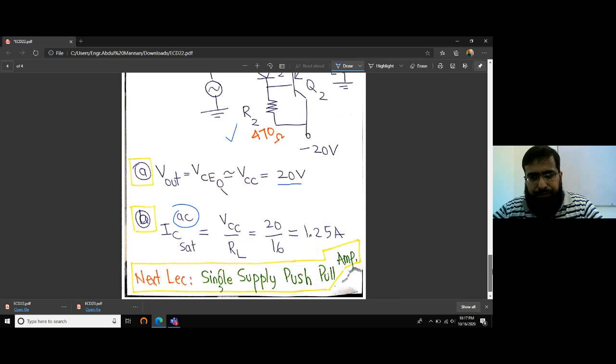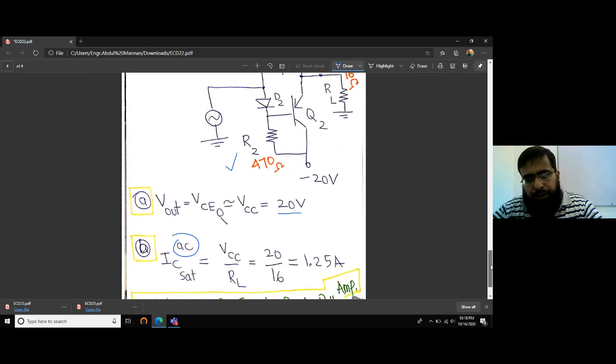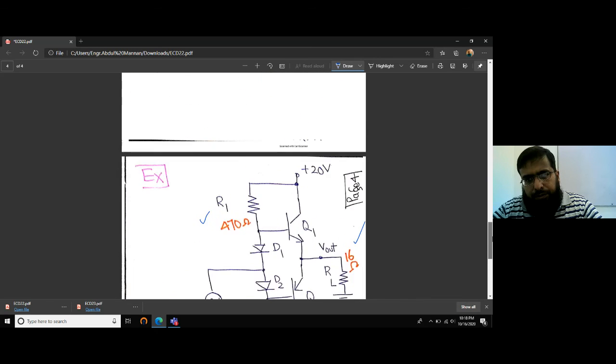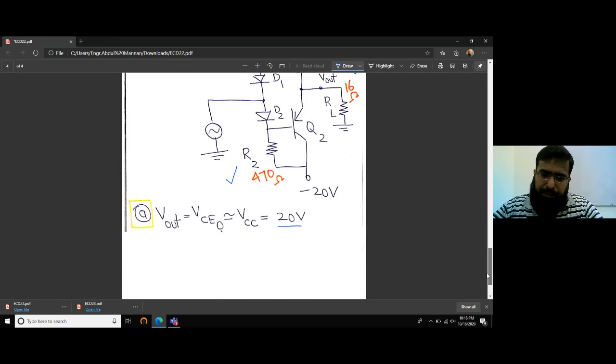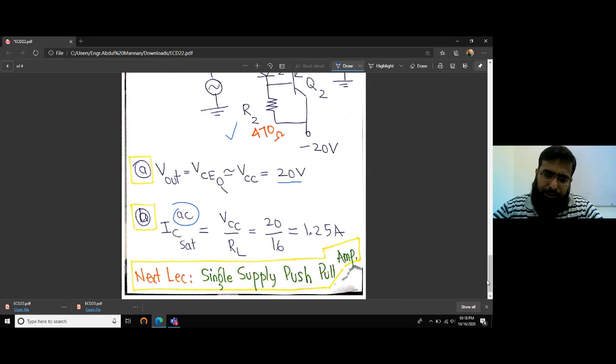There is no VCE. VCE is approximately equal to 0. So when we have approximately 0 VCE, we get maximum IC. The transistor is in saturation. SAT means saturation. We say VCC over RL is 1.25.